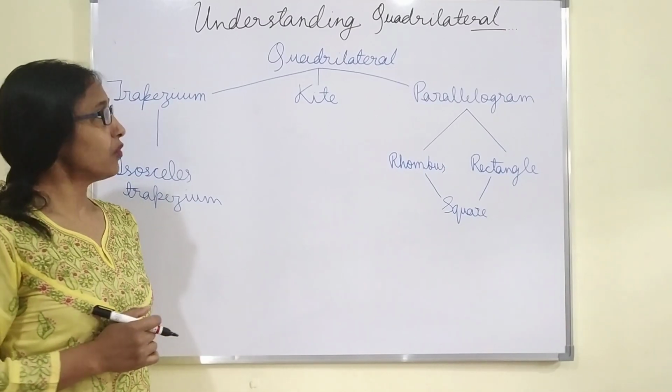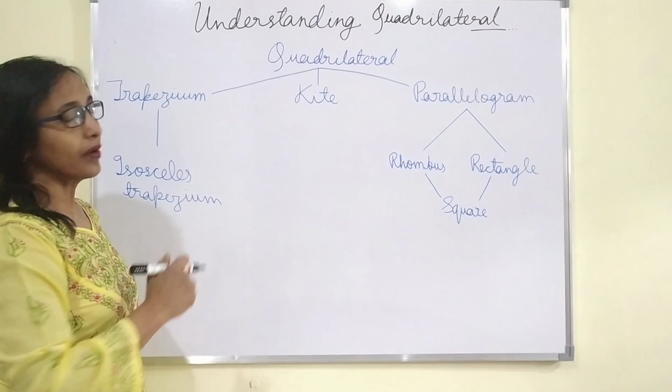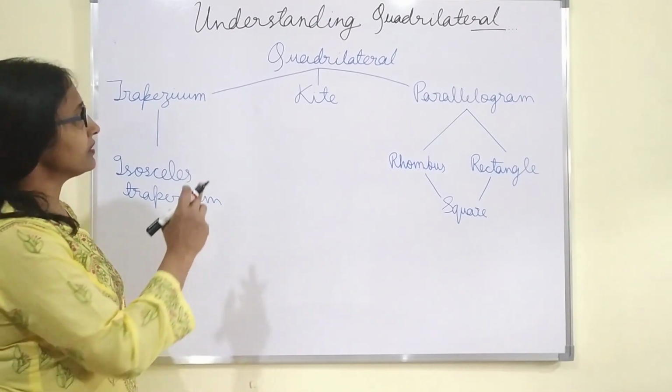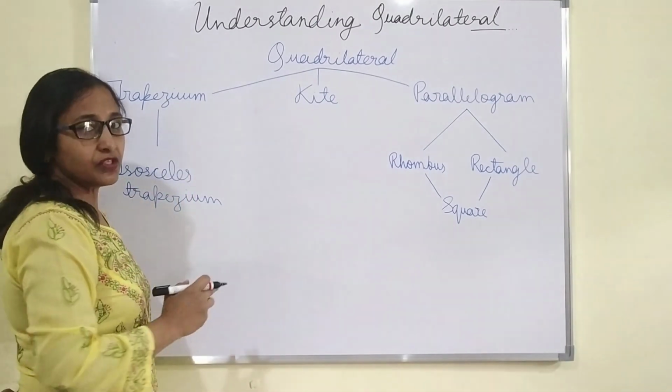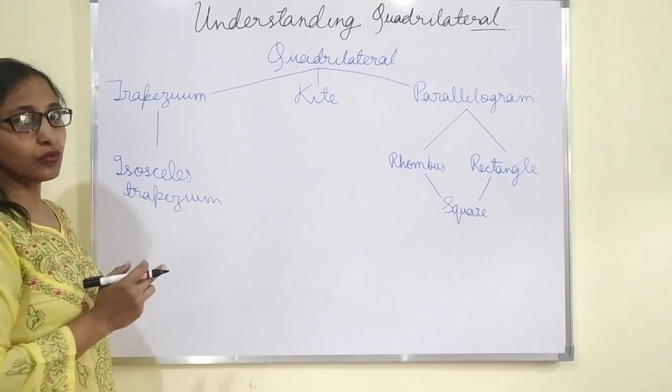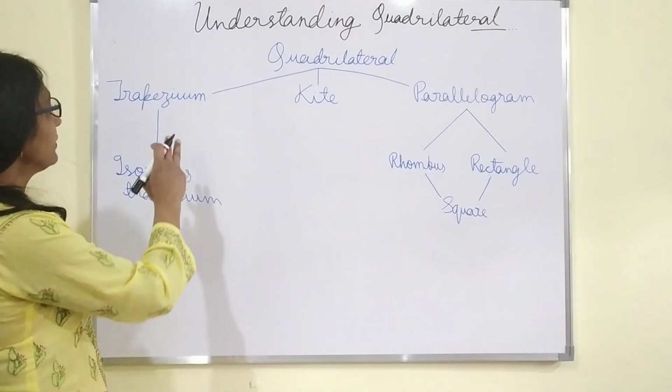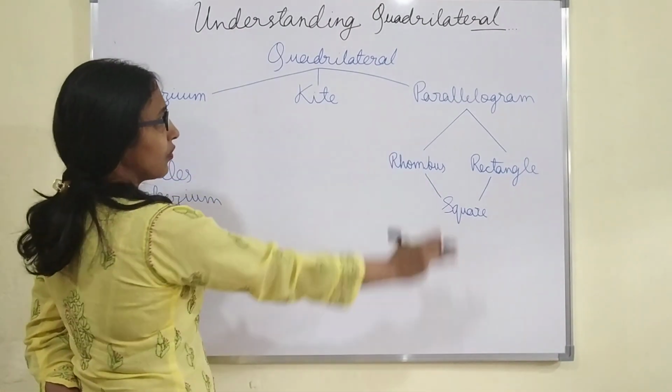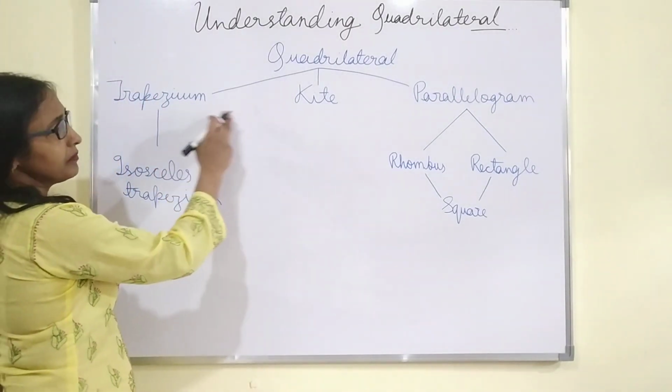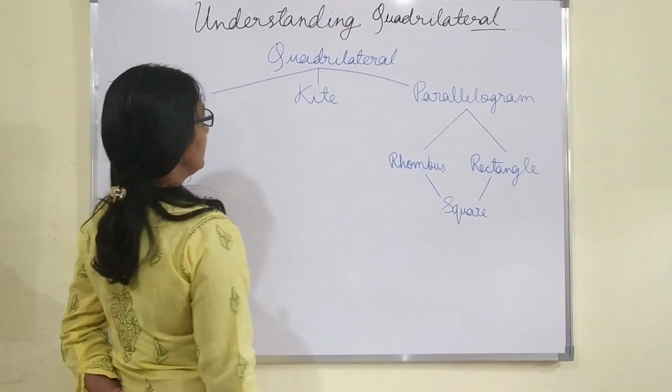In the previous video, I explained quadrilaterals. So what is a quadrilateral? Any figure which has four sides is called a quadrilateral. Now, there are three types of quadrilateral: trapezium, kite and parallelogram.